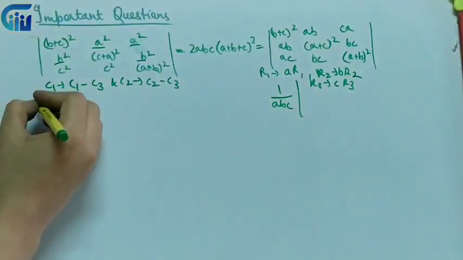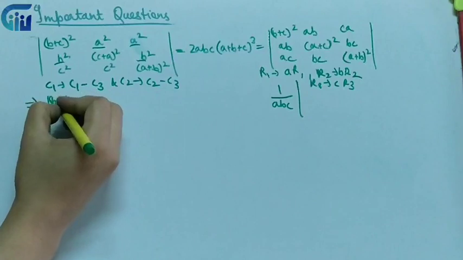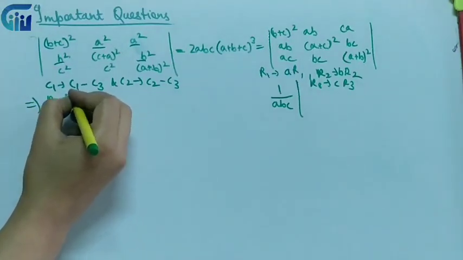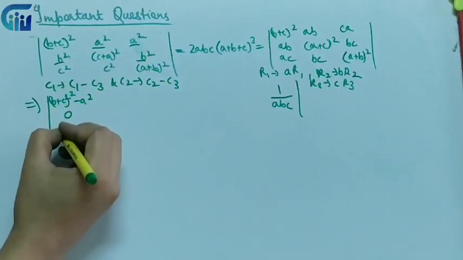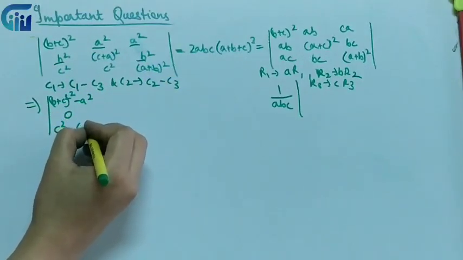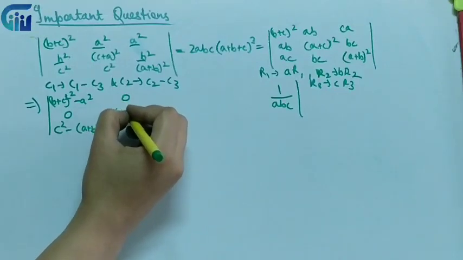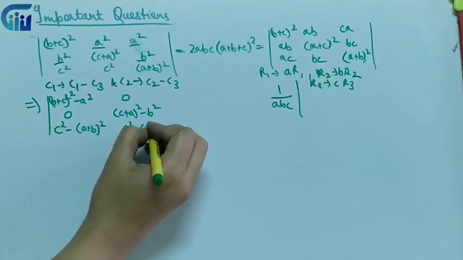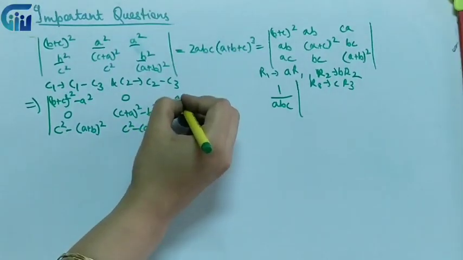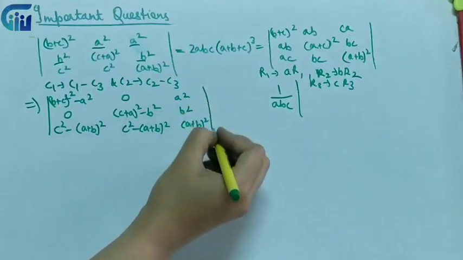So now what I'll do is, I will write (b plus c) whole square minus a square. So this is whole square minus a square. This b square minus b square will give me 0. This is c square, (a plus b) whole square. This a square minus a square will be 0. (c plus a) whole square minus b square. c square minus (a plus b) whole square. And this is a square, this is b square, and this is (a plus b) whole square.